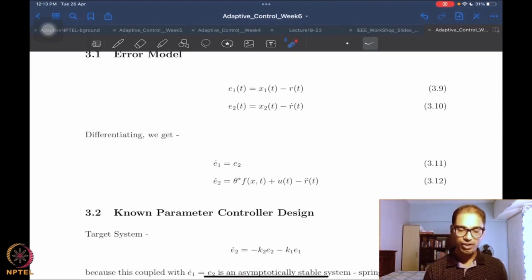Simple. Once we have an error definition, we want to construct the dynamics of this error. So that's what we do, and you carefully take a derivative. E1 dot is simply x1 dot minus r dot, and x1 dot is x2. Therefore, E1 dot is exactly equal to E2. That's what we write here. Equation 3.11 looks exactly like the original system only because of the matching condition.